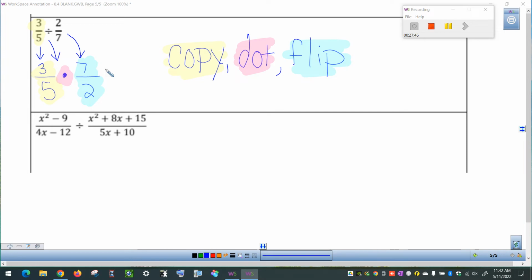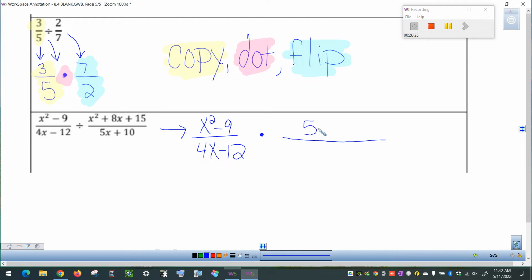All right, so here's how that would look if we were to apply that to a division problem with rational expressions. Let's try the copy dot flip. So copy, so we're going to keep the first fraction exactly the same. And then for the dot part, we're just going to turn it into multiplication instead of division. And then for the flip, that's only going to apply to the second fraction. So we're going to do the reciprocal.